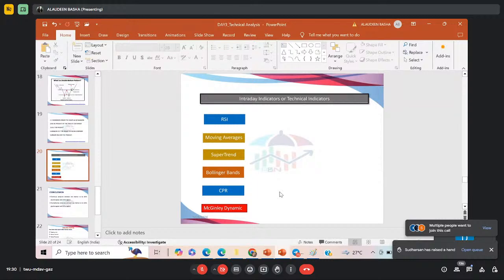It's somewhat good. Fifth one is CPR, which is good for equity. And the last one is Maclaurin dynamic, which is somewhat useful compared with the other indicators. So these are the top 6 indicators. In my point of view, they are somewhat good for your intraday trade as well as long-term trade. Let's go one by one.